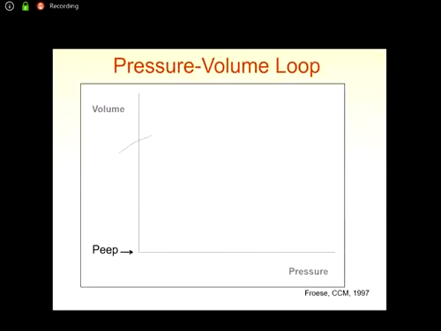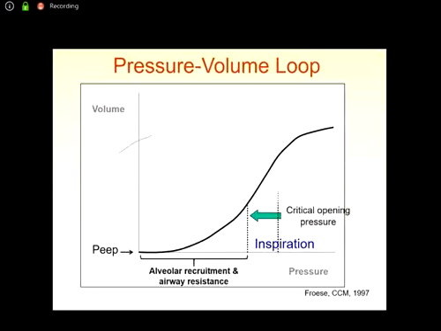So this is a graphic that shows the relationship between the pressure and the volume. It's measured as dynamic compliance. So in your inspiration, you have two important pressures that determine the expansion of the lungs. The first one is called the critical opening pressure, in which you have significant alveolar recruitment and you have overcome airway resistance. And that's where the compliance of those lungs increases.